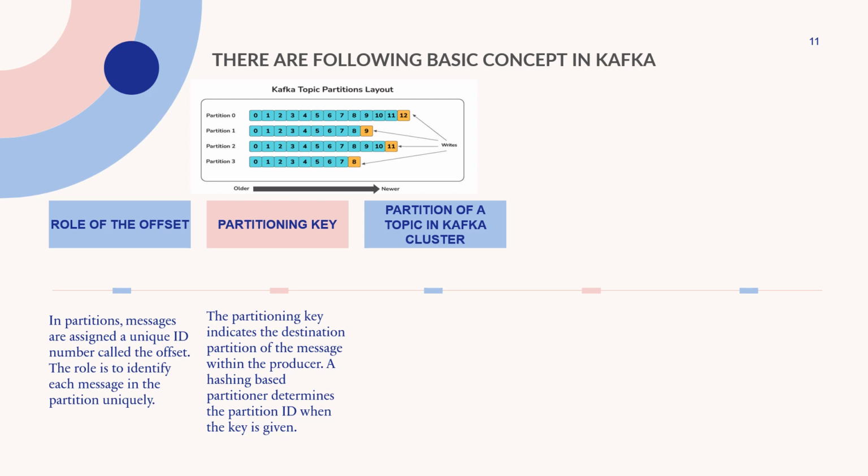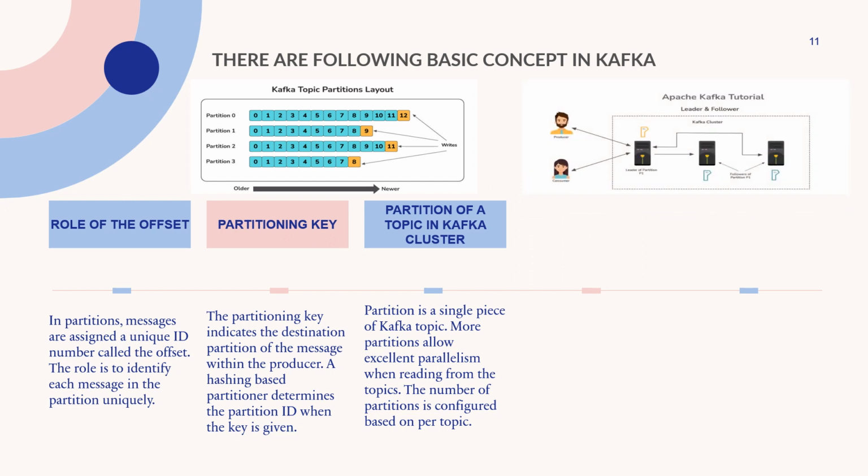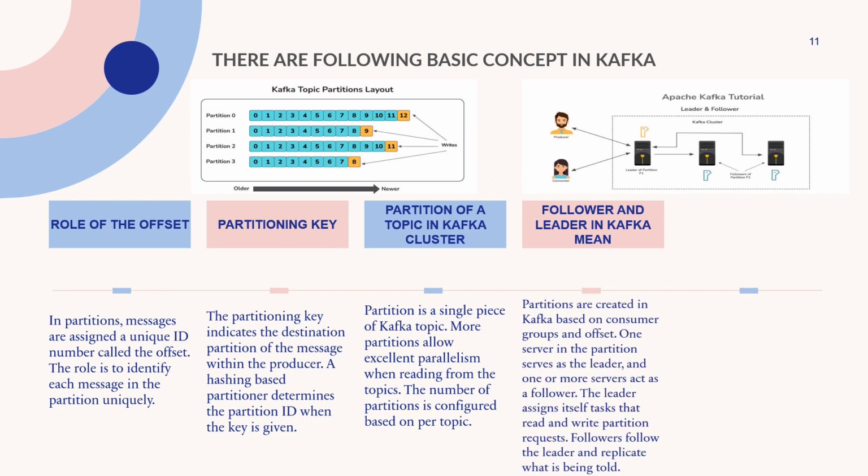And the third one is the partition of a topic in a Kafka cluster. A partition is a single piece of a Kafka topic. More partitions allow excellent parallelism when reading from the topic. The number of partitions is configured per topic. So as we saw in the picture, there are leaders and followers in Kafka.